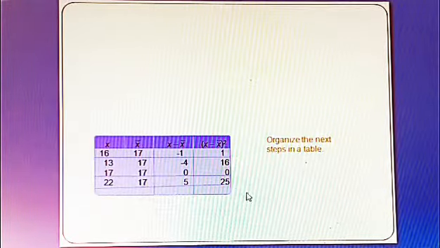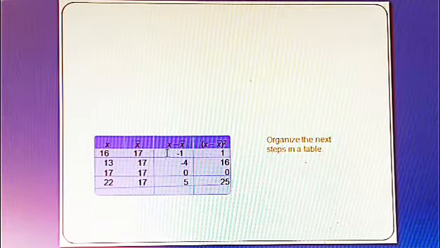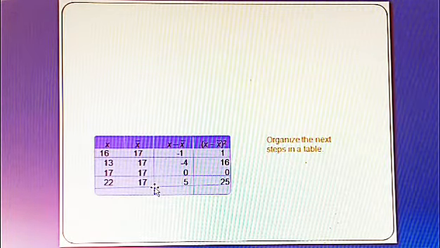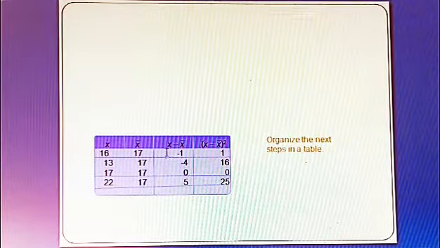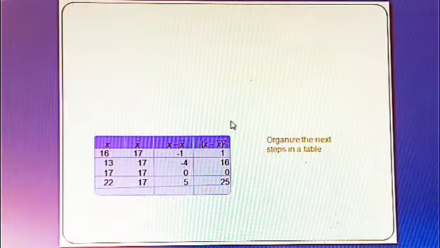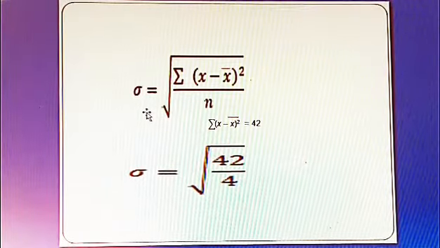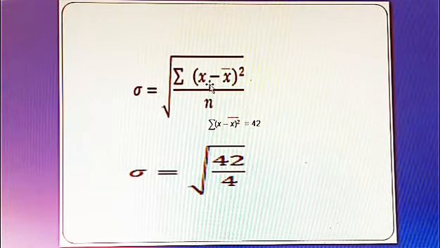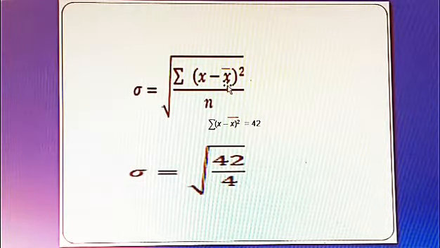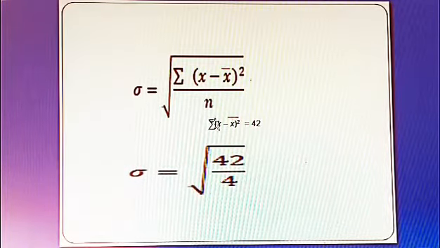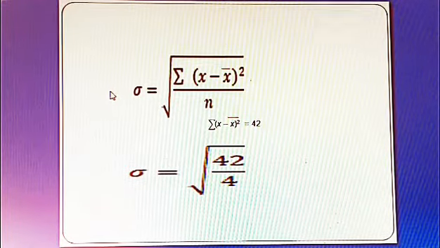So I have made a tabular column here. You can just have a look. The first one you have the x column. The second one will be your x bar, that is arithmetic mean. The third column is x minus x bar. The fourth column is x minus x bar, the whole square. Okay, because the formula is this one, right? Sigma is equal to under root of summation of x minus x bar the whole square divided by n. Remember this formula for raw data.